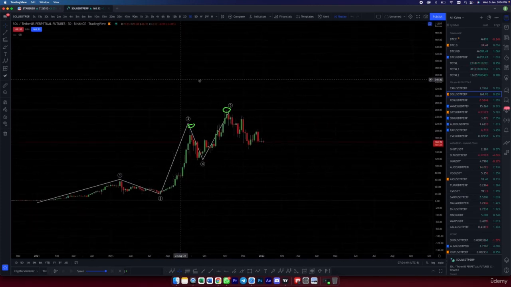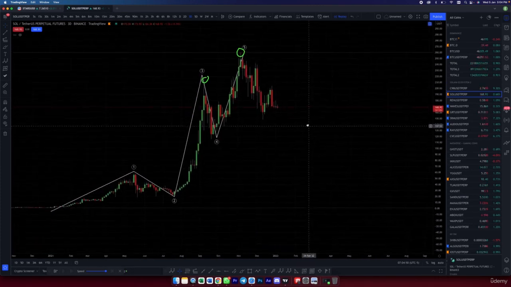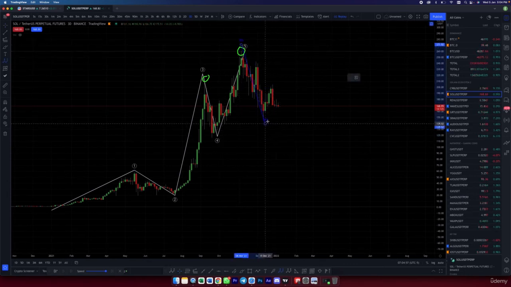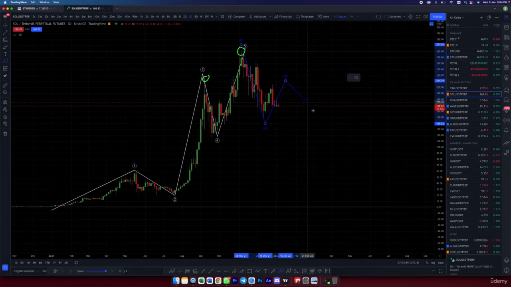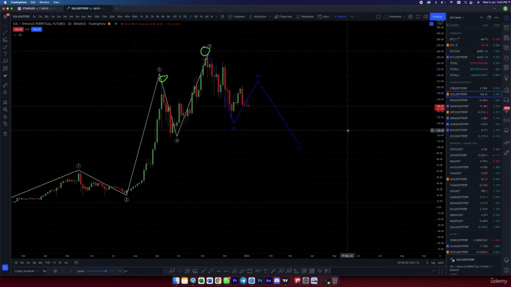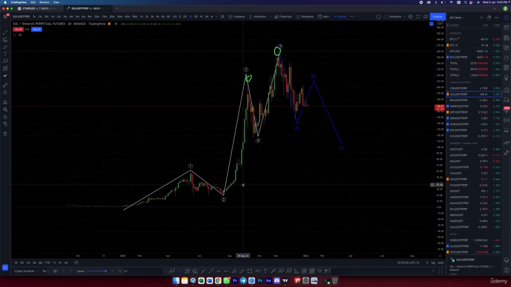So here we are right now. We clearly have 1, 2, 3, 4, 5. Now what I see here, without going into details, I can clearly see that this is A. Now B is being formed and we are still here. We will see the C. So I hope this makes sense, how we use bullish and bearish divergence.